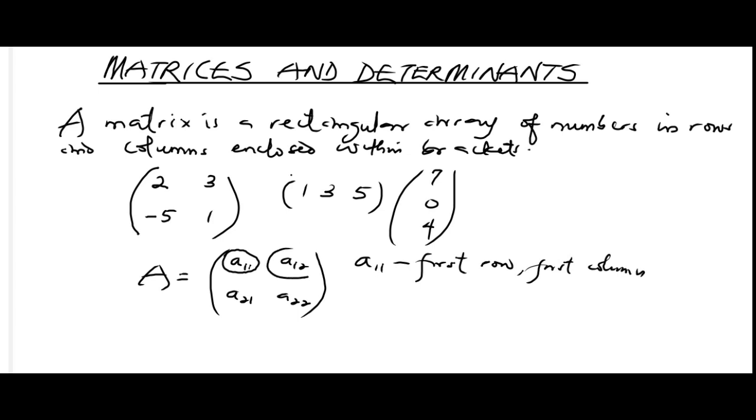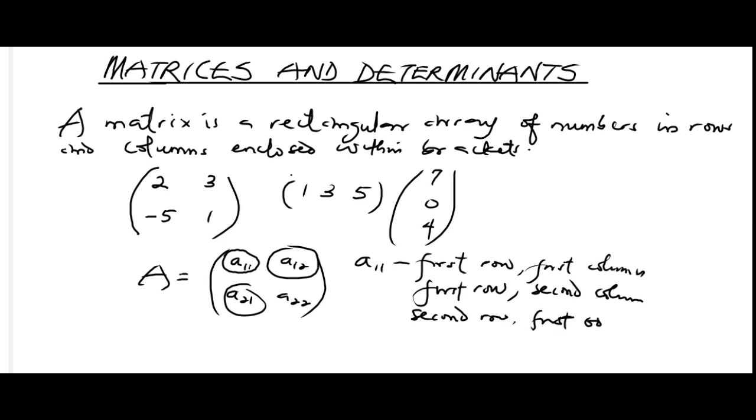Then A12 simply means first row, second column. A21 means second row, first column. While A22 means second row, second column. So anytime we talk about elements of a matrix, it is very important that we also talk about the positions of the elements of the matrix.